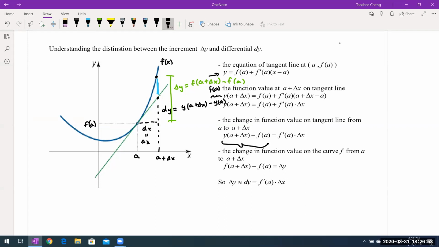That is basically f of a plus delta x minus f of a, which is what? Delta y. And now I can see that this delta y can be approximated with the differential of y, which is basically using this formula right here: the derivative of the function f evaluated at a times delta x. So that's the connection, and then the distinction between the differential of y and delta y. What are the differences? Okay. So are there any questions before I move forward and do the examples?